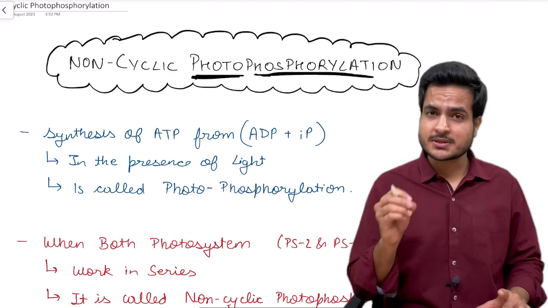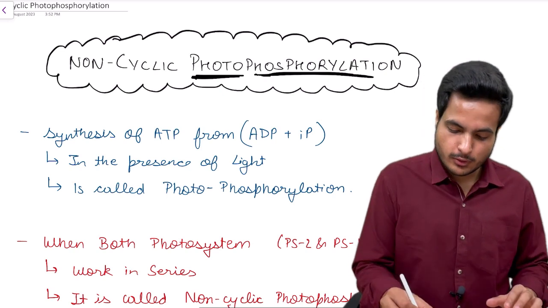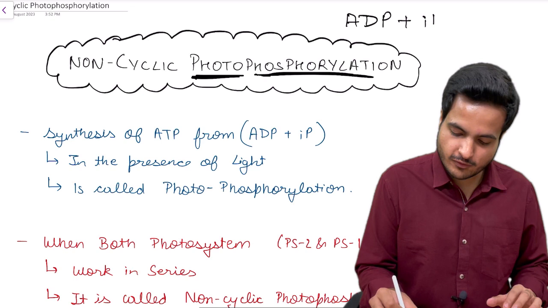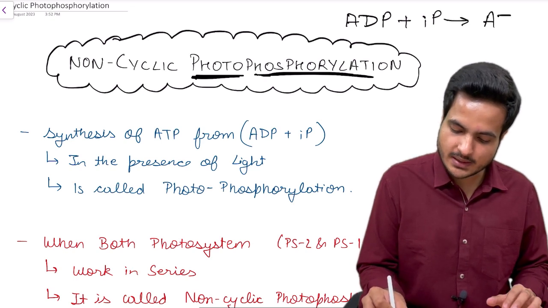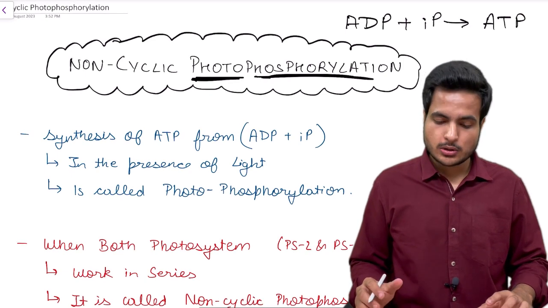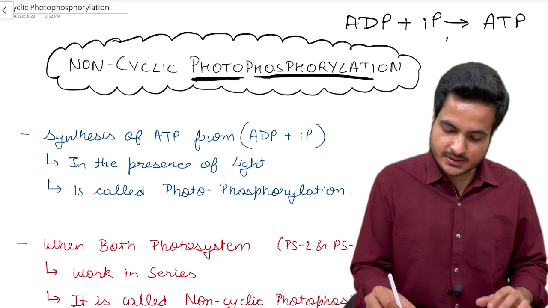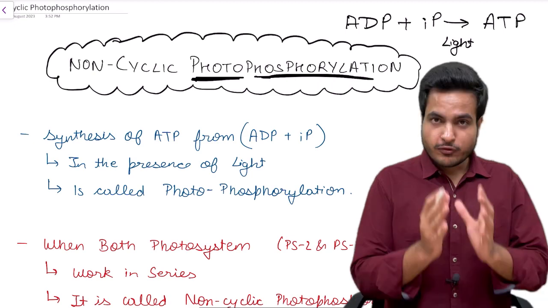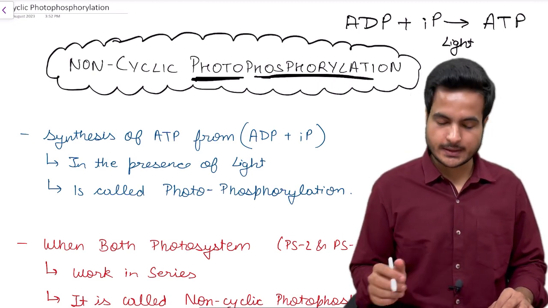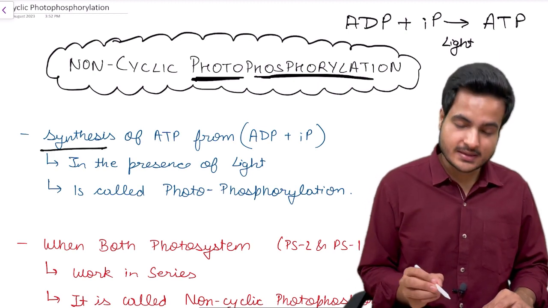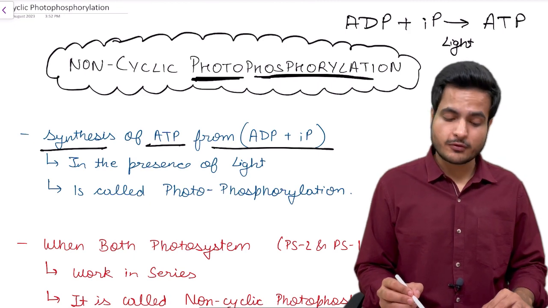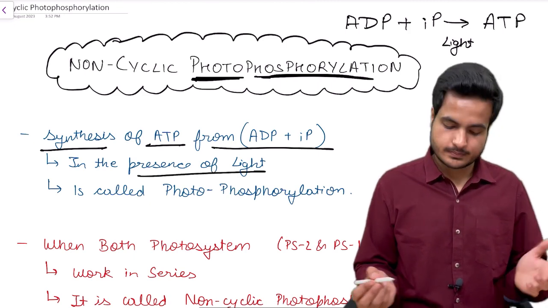Now what happens in the presence of light? An ADP molecule, which is adenosine diphosphate, will accept one inorganic phosphate and convert into ATP, that is adenosine triphosphate, the energy currency of a cell. If this process occurs in the presence of light, we call it photophosphorylation. Phosphorylation means adding phosphate to a substrate. So we can define it as synthesis of ATP from ADP and inorganic phosphate in the presence of light.